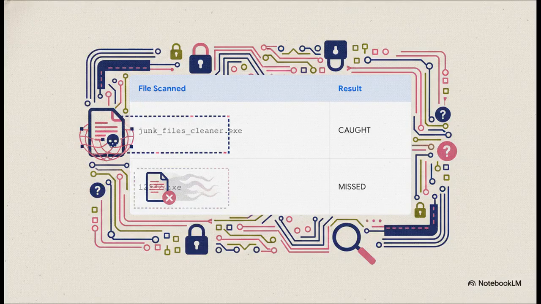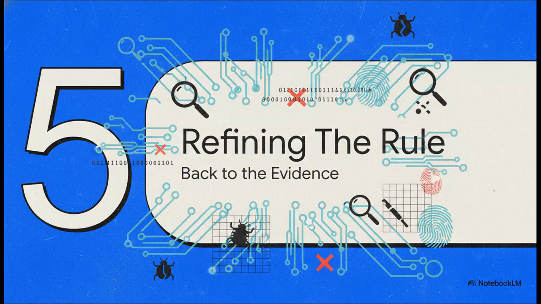And here we go. This shows our problem perfectly. Look at the results. It caught the first file, junkfilescleaner.exe, no problem. But it totally, completely missed the second one, 12345.exe. And we know for a fact that these two files are related. So what gives? Well, it looks like our first lead just went cold.